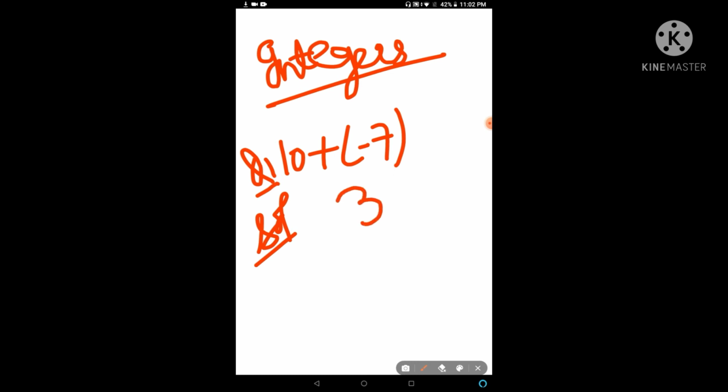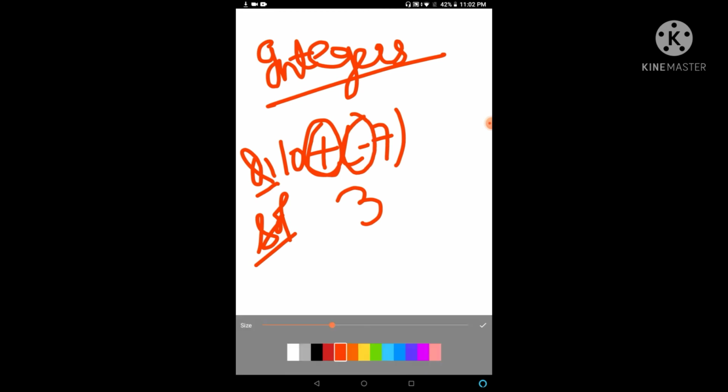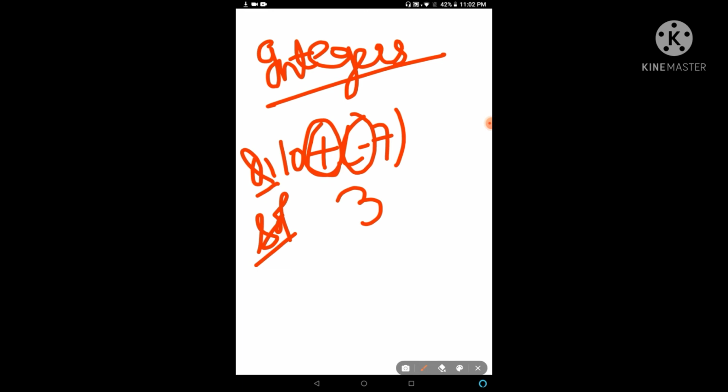हमारे पास यहाँ पे दो sign हैं, plus और minus. हम sign बड़े digit का लगाते हैं. तो यहाँ पे बड़ा digit कौन सा है, 10 है या 7 है? 10, और 10 क्या है, positive, so it means answer is 3. Positive हम sign show नहीं करते.